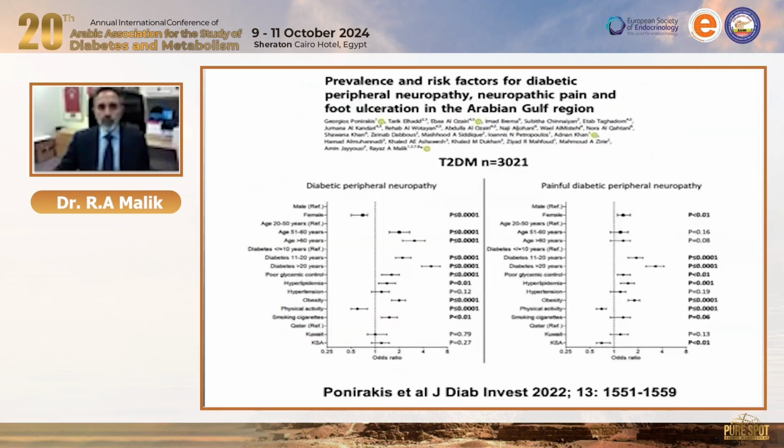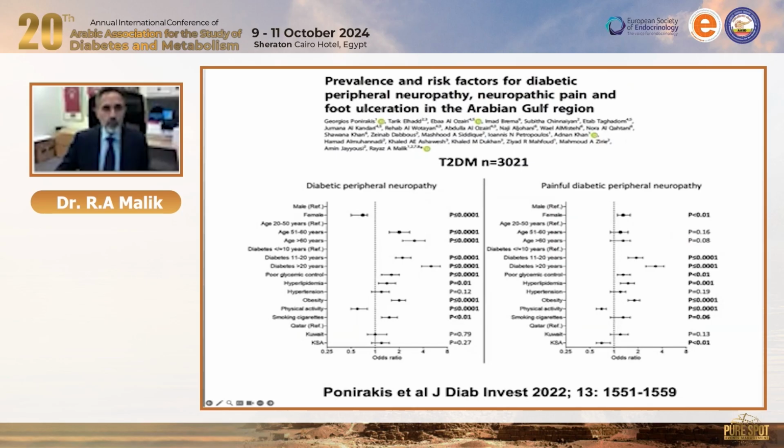So where do we start with diabetic neuropathy? I think we have lots of data from the UK, the US about the risk factors for diabetic neuropathy, but what we need are relevant studies from this region. And we have one particular study that we did in the Gulf region, which included data from Qatar, Saudi Arabia, Kuwait, where we looked at the risk factors that drive diabetic peripheral neuropathy.